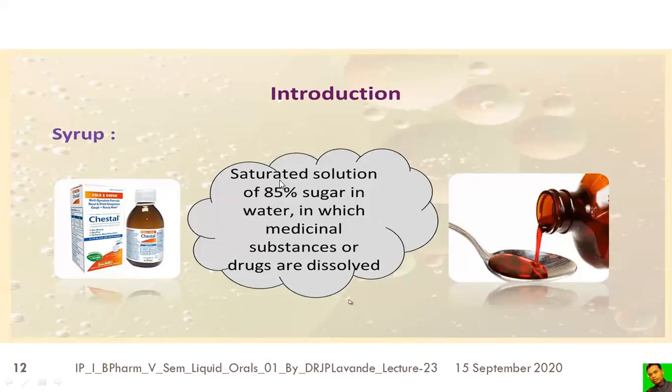So syrups are saturated solutions of 85% sugar in water in which medicinal substances, the drugs, are dissolved. This is the syrup, the aqueous preparation. The water will contain the sugar in saturated form, up to 85% concentration, and this may or may not contain the drug substance.